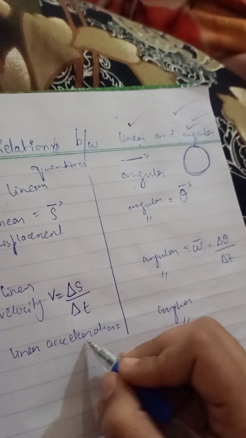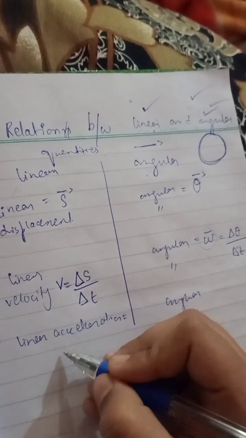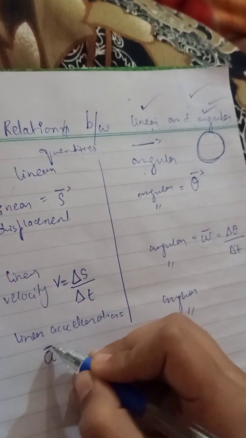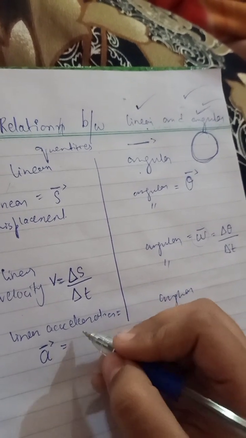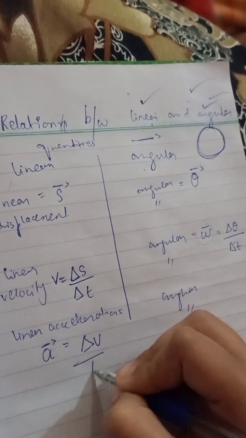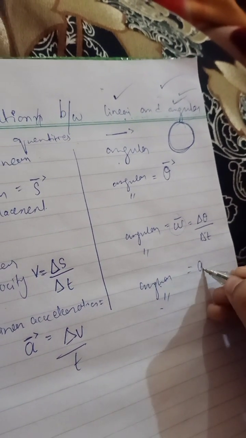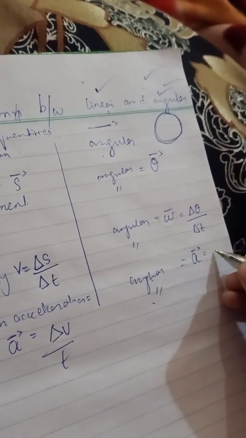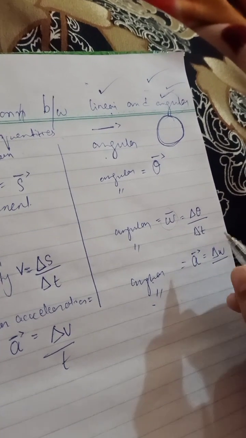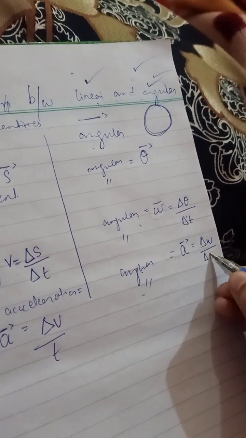Linear acceleration is denoted by a, and its formula is change in velocity upon change in time. If we talk about angular acceleration, we denote it by alpha, and this is the change in angular velocity upon change in time.